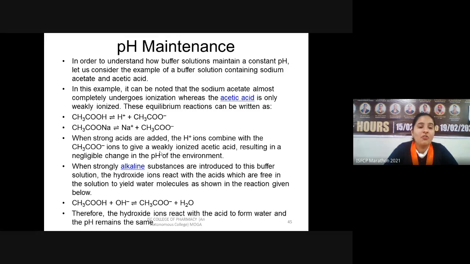When strongly alkaline substances, those substances which can release OH negative ions, are introduced to the buffer solution, the hydroxide ions react with the H positive ion, or they react with the acetic acid which we have produced. They will react with them to form salt plus water, and hence our OH negative ions which we have added from outside have been consumed. Since no OH negative ions are present now, there will be no effect on the pH, and hence the pH of the solution will remain the same.